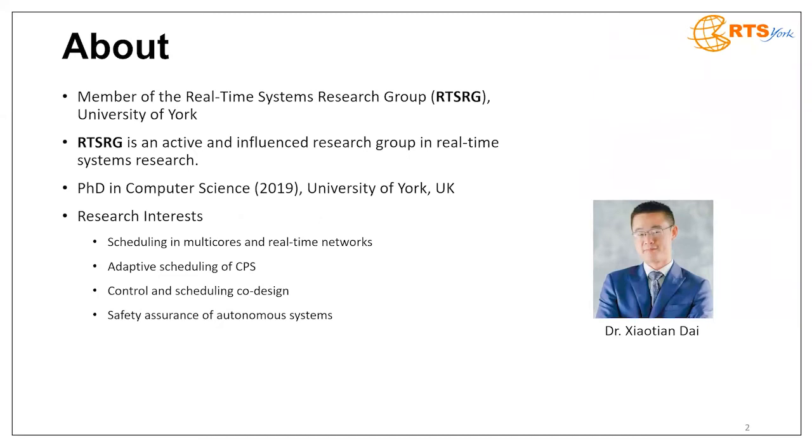My name is Xiaotian. I'm a member of the Real-Time System Research Group at the University of York. The Real-Time System Group is an active and influential research group in real-time system research in the UK. I got my PhD degree in the Real-Time System Group in Computer Science in 2019. My research interests include scheduling in multi-cores and real-time networks, adaptive scheduling of cyber-physical systems, control scheduling and code design, and also safety assurance of autonomous systems.